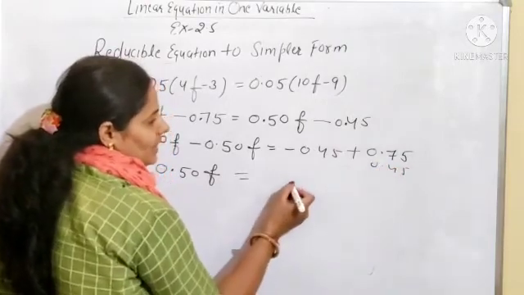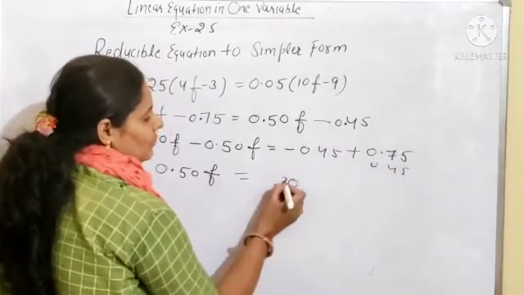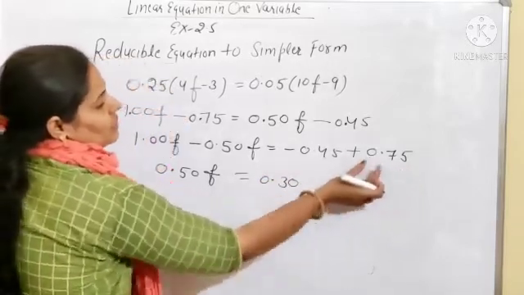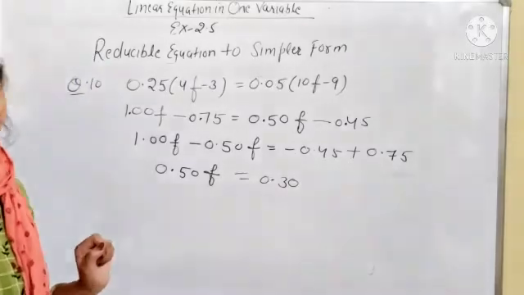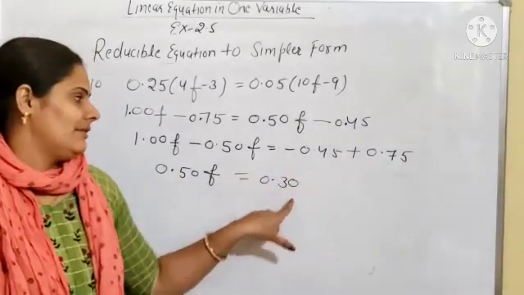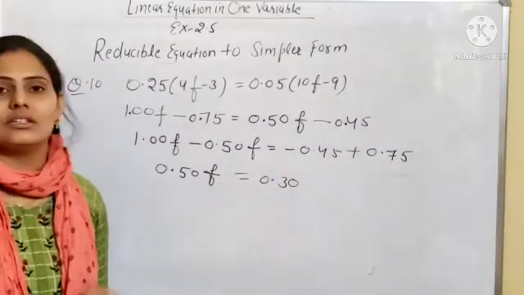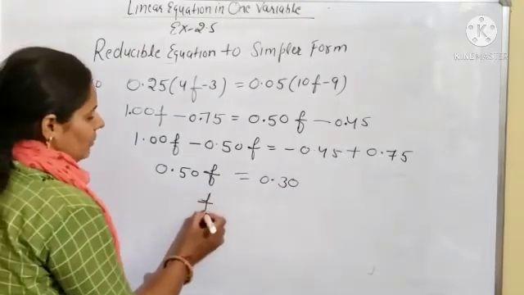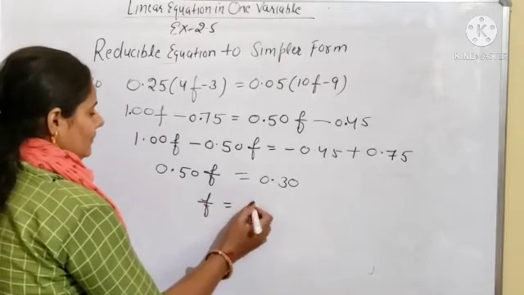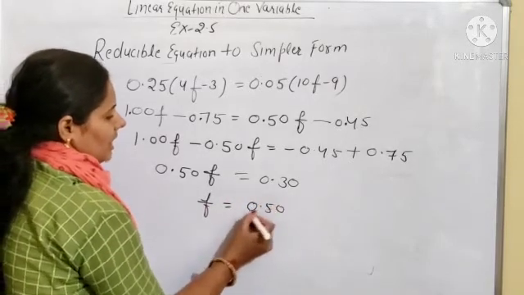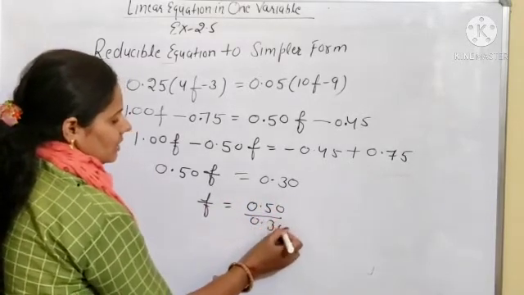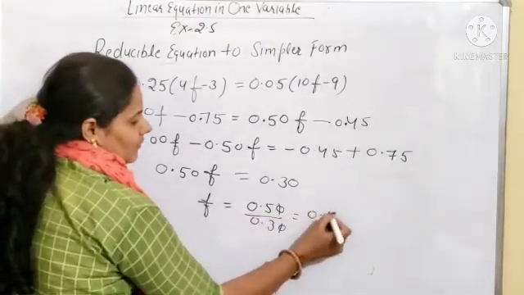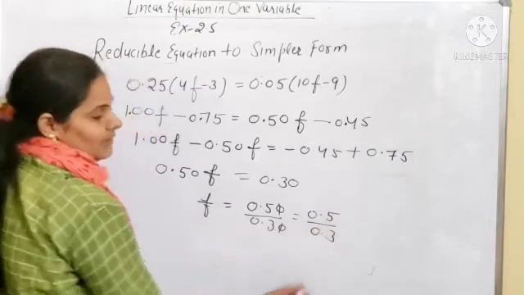So subtract that. 5 minus 5 is 0, 7 minus 4 is 3, and it is 0.30. Because this is the greater value, 0.75 minus 0.45, greater value minus smaller value, you will get a positive number, it will be 0.30. Now simply you will find out the value of f. Clear? So it will be 0.50 upon 0.30.